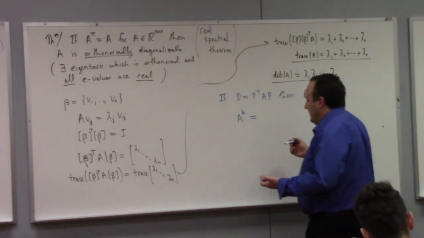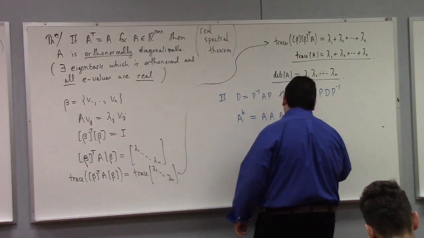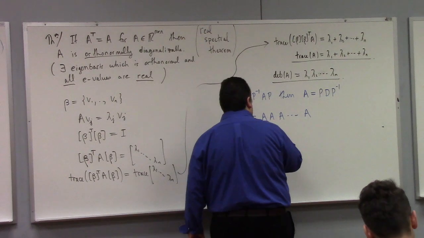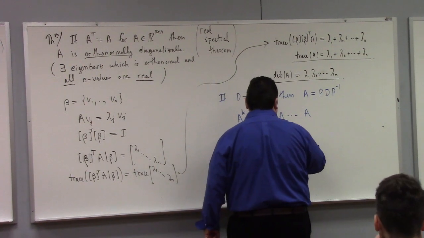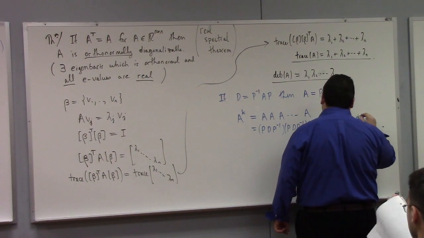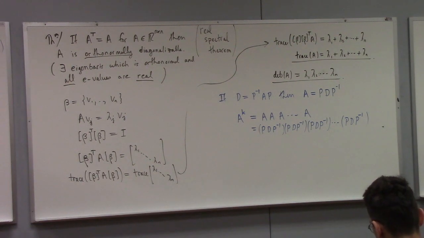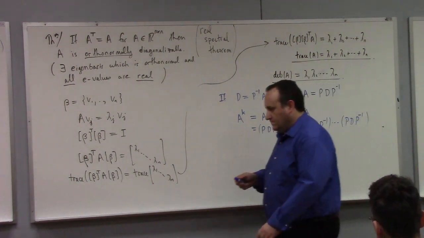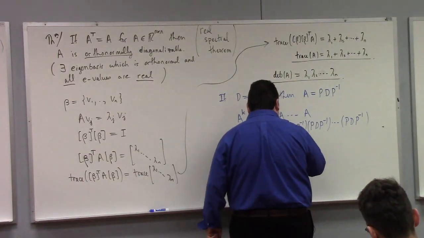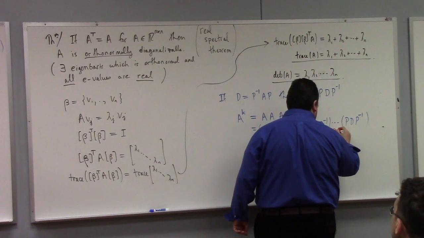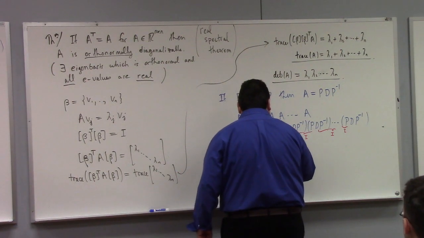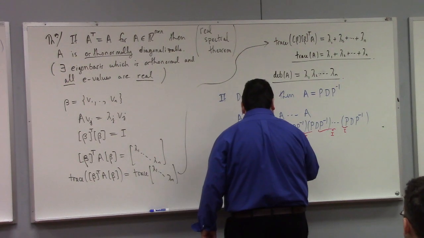Okay, well, what is A to the power K? Well, it's A times A, K of those. Which then, if we put in what we just did, is P D P inverse, P D P inverse, P D P inverse, K-fold times. What happens to all the interior copies of P inverse P? They just give you I, that's right. And when we multiply I times D, and likewise the next one, there's an I here, and so on. Anyway, we get P D to the K, P inverse.